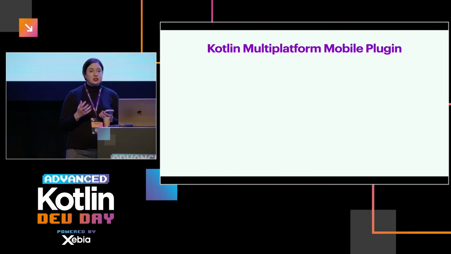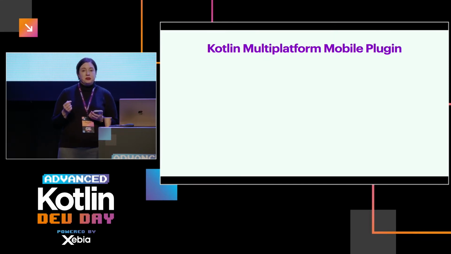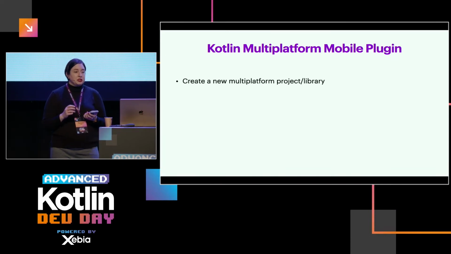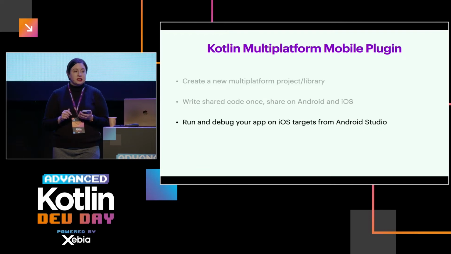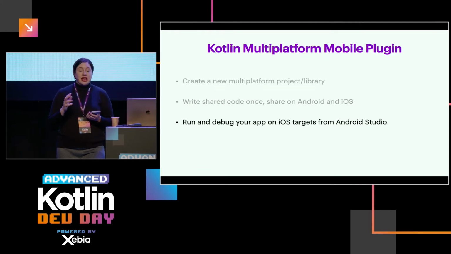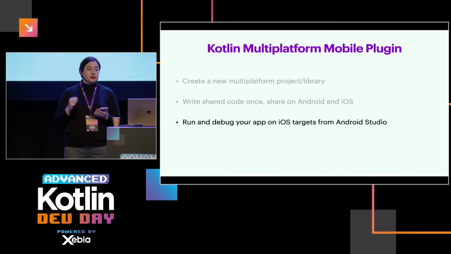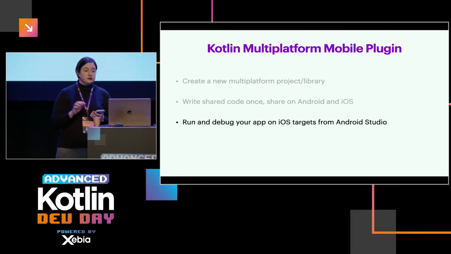So JetBrains has this plugin for multi-platform mobile development, and you can get that from the plugin marketplace. And it's just going to make your development for multi-platform just that much easier by creating a new multi-platform project or library, writing shared code once and then using it from Android and iOS, and also running and debugging your app on Android and iOS targets from Android Studio. So you're able to run an iOS app from Android Studio.